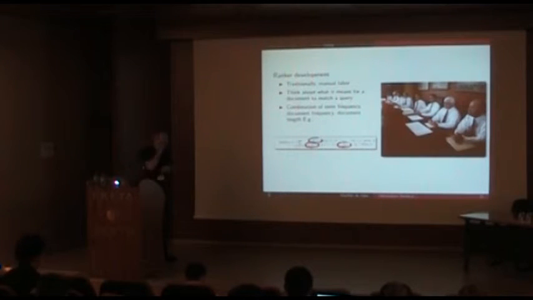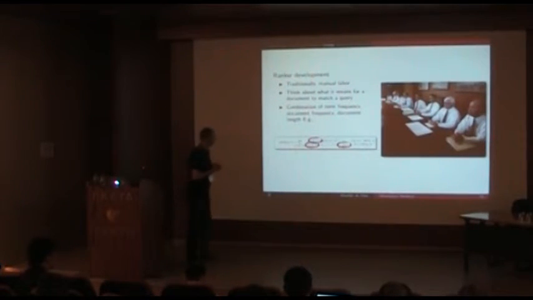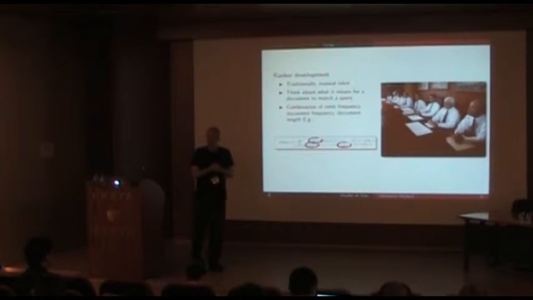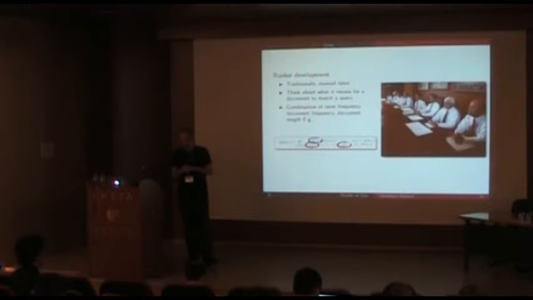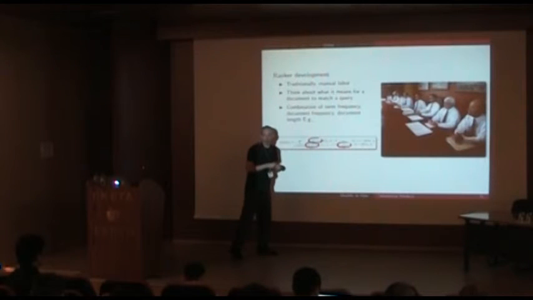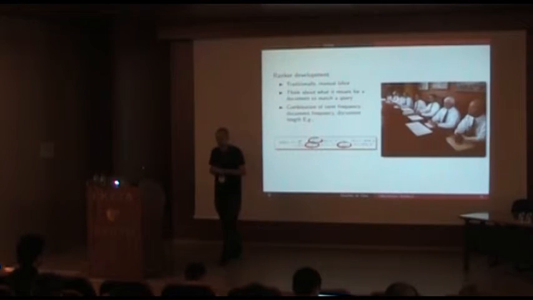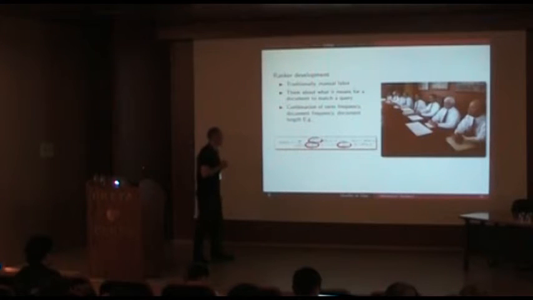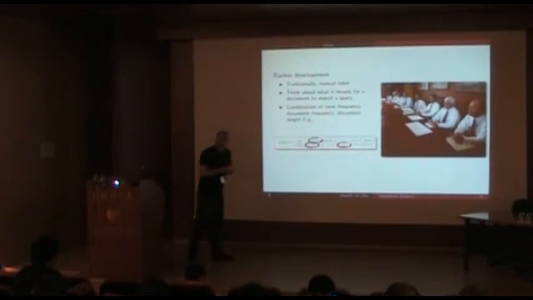Now, the traditional way of developing these rankers was you develop some intuitions and you think about what it means for a document to score according to these definitions. For instance, in the case of relevance or aboutness, what does it mean for a document to match a query? And then many ideas boil down to combinations of term frequency, so how often do the query terms occur in a document, document frequency, document length.